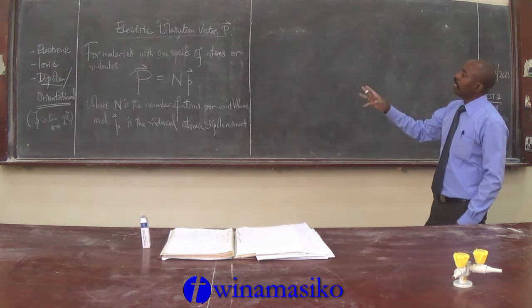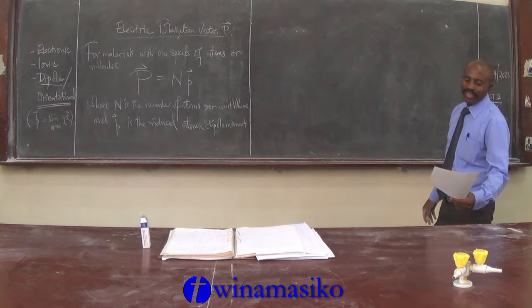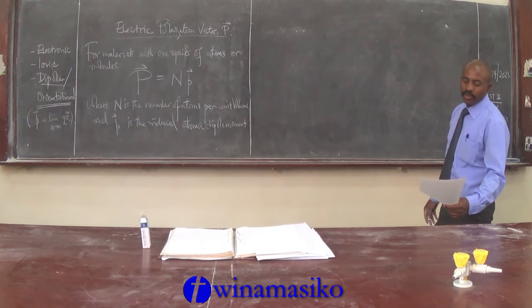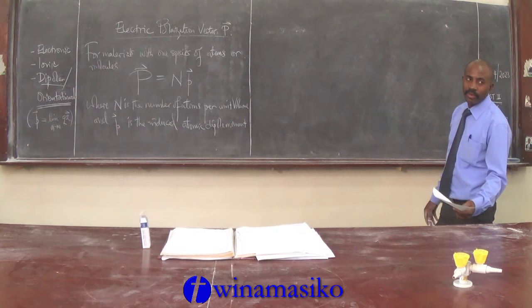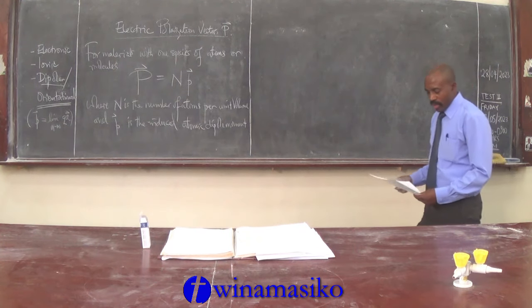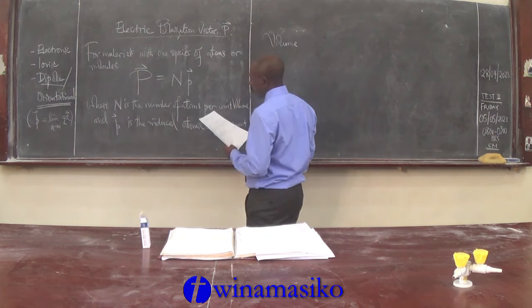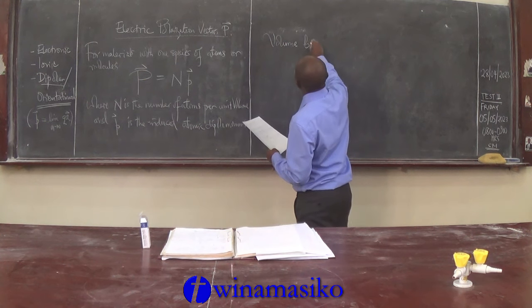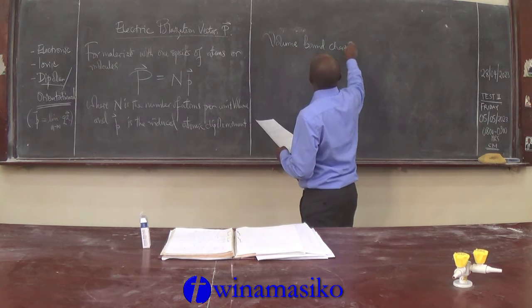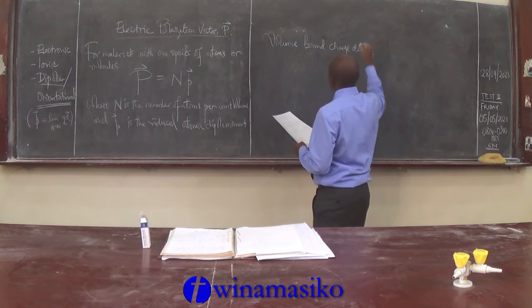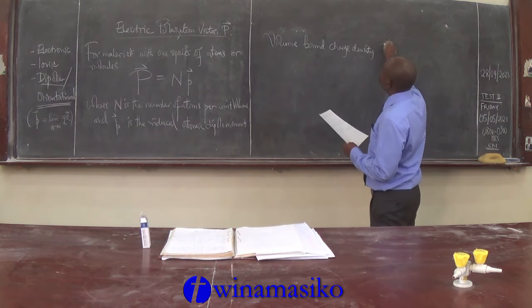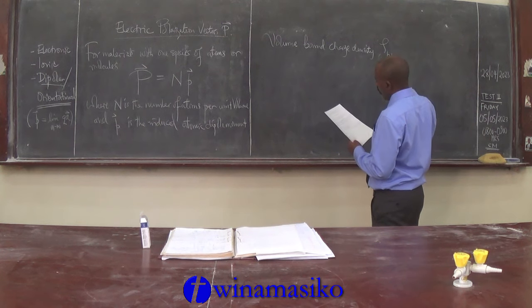After we have gotten that, then we look at the notes. I didn't like it because the heading was surface bound charge density and polarization vector, but the expression has rho b and P, where rho b is volume. So those of you who probably opened it from where I changed it to volume bound charge density, which is rho b, and polarization.